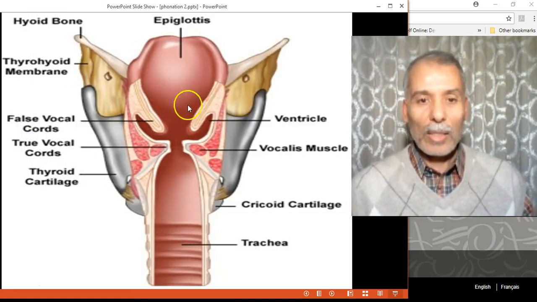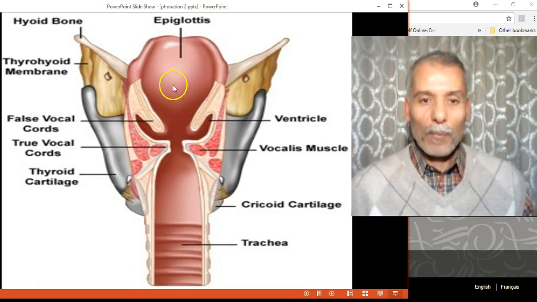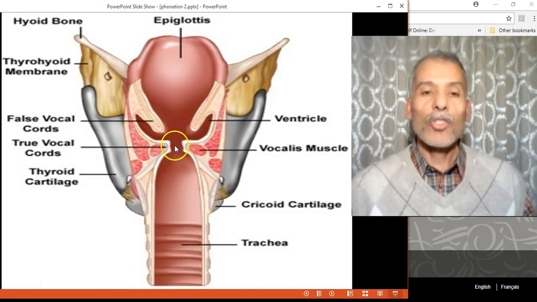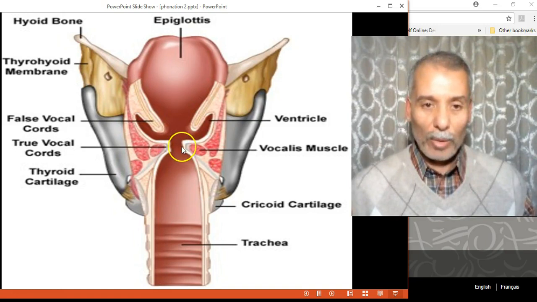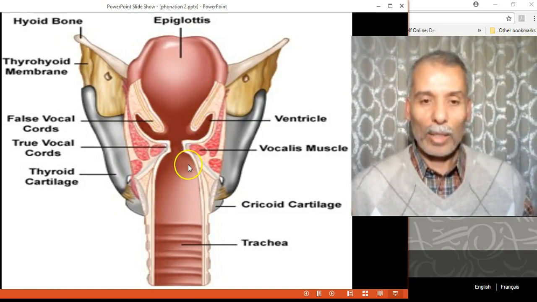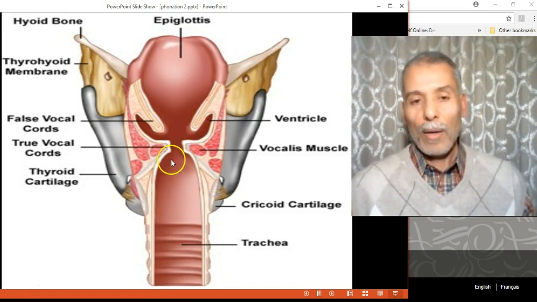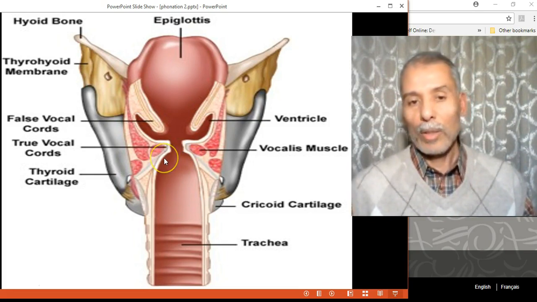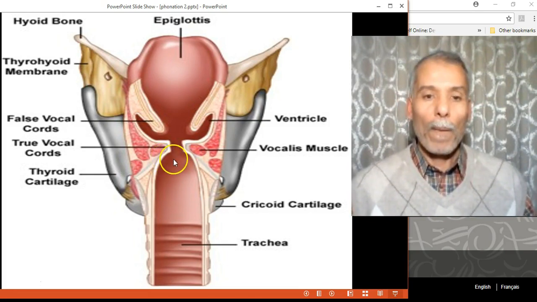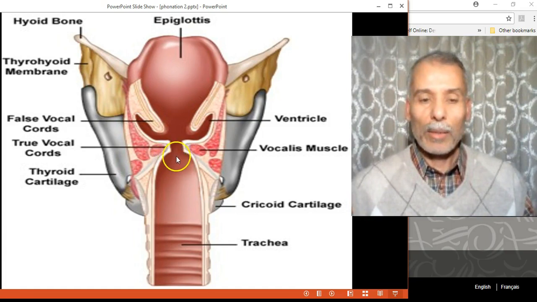And we discussed how the inside of the larynx is structured with the glottis, the space between the vocal folds, the supraglottic cavity, and the infraglottic cavity, or the subglottic space below the glottis.